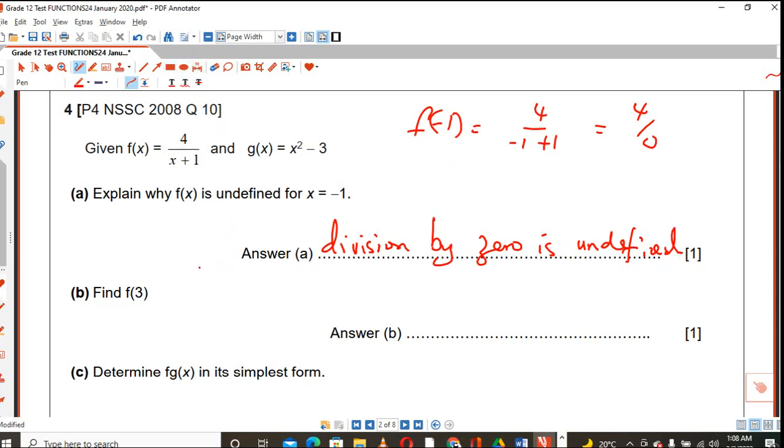Alright, so here you're supposed to find f of 3, no problem. So f of 3 will be 4 over 3 plus 1, which is nothing but 4 over 4. So f of 3, you are going to get an answer of 1.